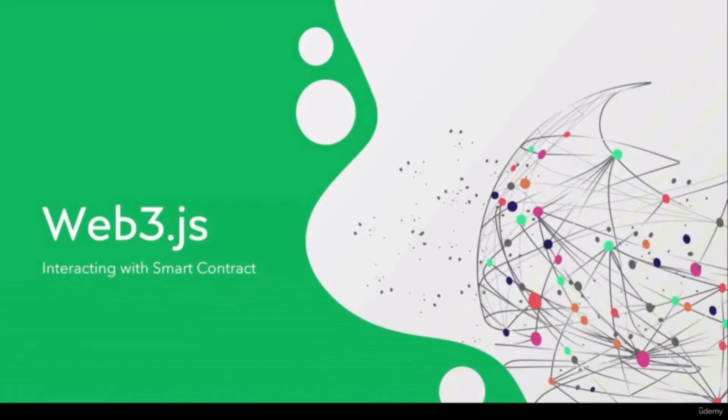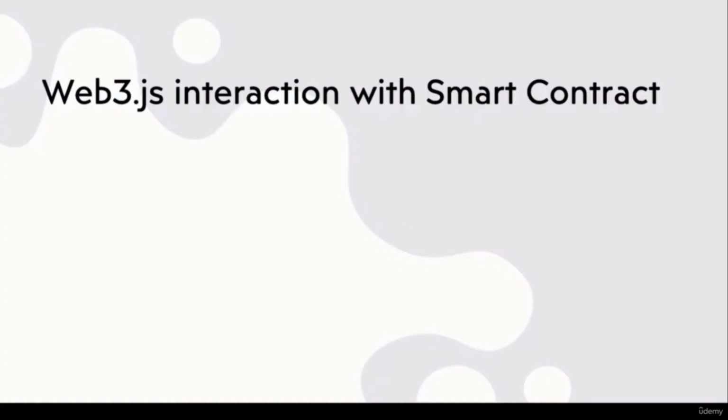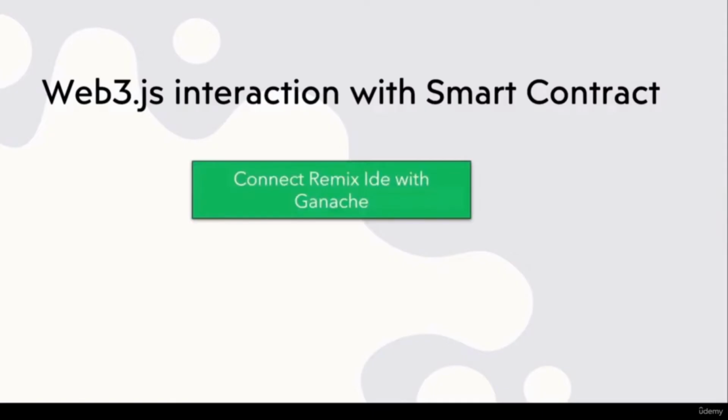Let's get started. Let us first see what we are going to learn in this part of the video. The first thing is how to connect your Remix IDE with Ganache, where our smart contract will be deployed. Our smart contract will be deployed in Ganache basically. So this will be the first thing that we will learn.